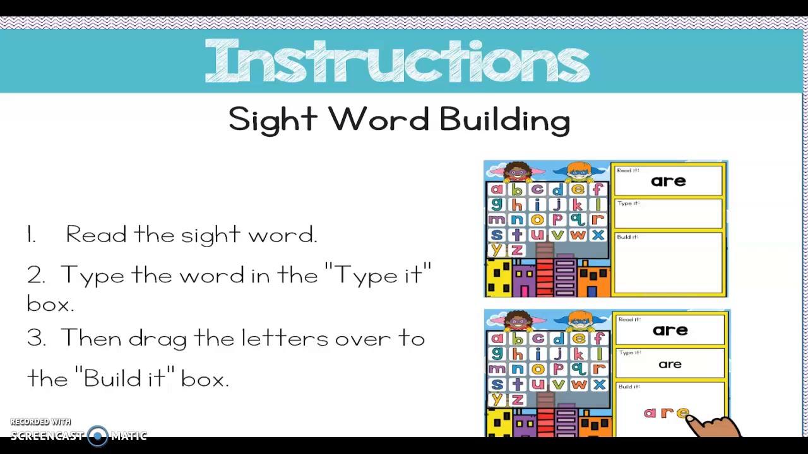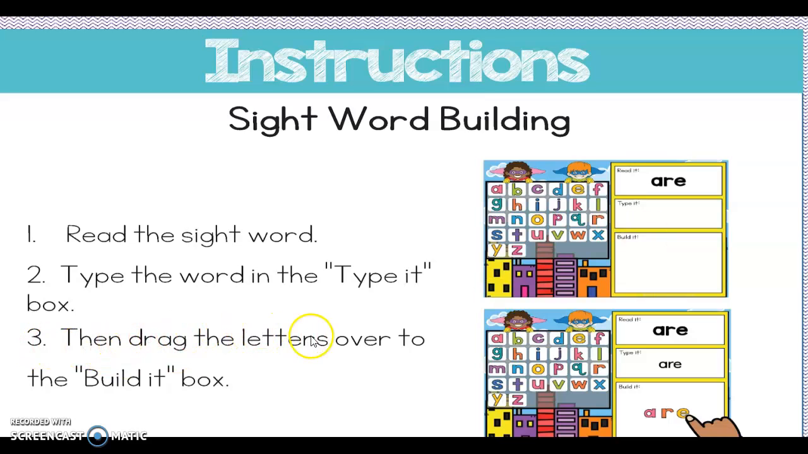So the first step is you're going to read the sight word at the top of the paper. This example is the sight word are, as in, are you going to go? So the top one says read it. So you're going to try to read the word. Type the word in the type it box. So you're going to click on the box and you're going to use your keyboard to type the word.